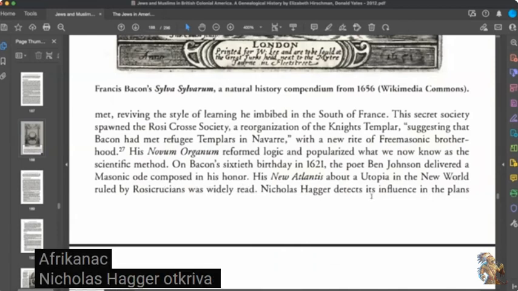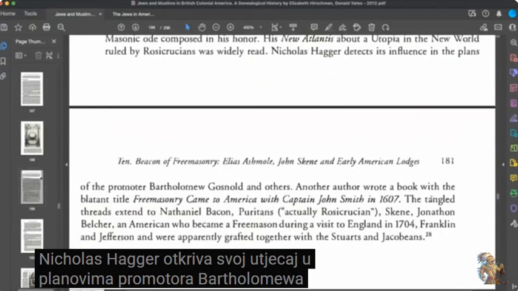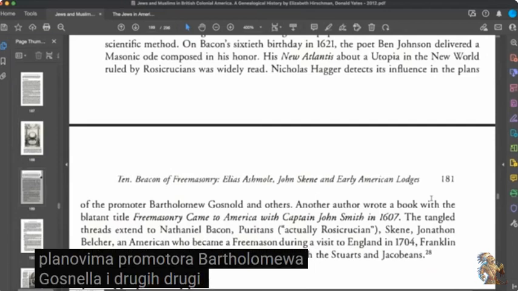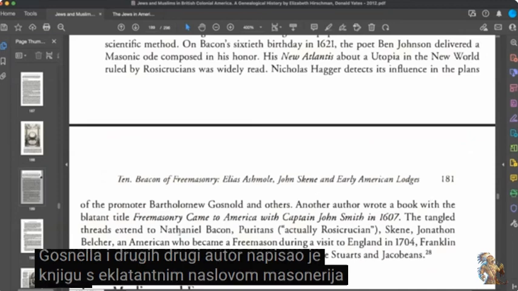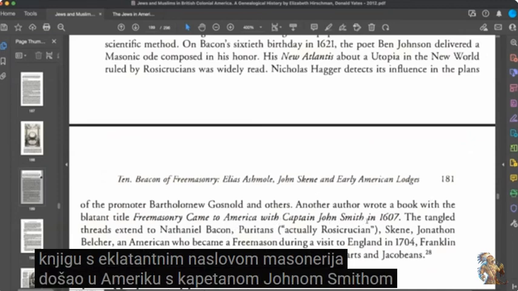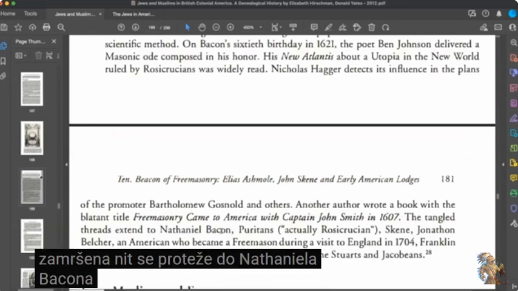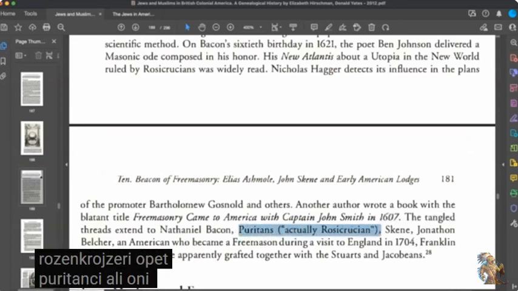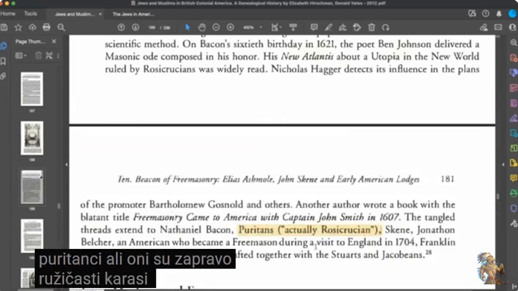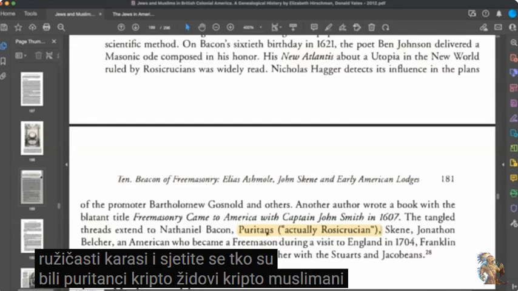Nicholas Hagger detects his influence in the plans of the promoter Bartholomew Gosnold and others. Another author wrote a book with the blatant title Freemasonry Came to America with Captain John Smith in 1607. The tangled thread extends to Nathaniel Bacon. Puritans, but they're actually Rosicrucians. And remember who the Puritans were: crypto Jews, crypto Muslims.